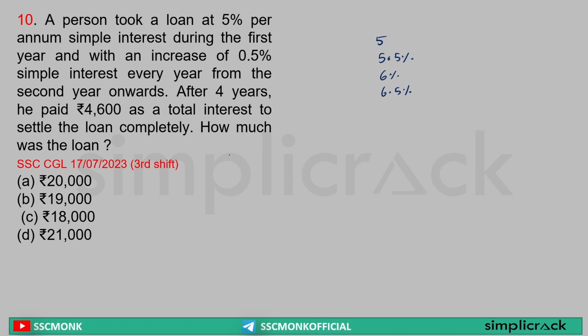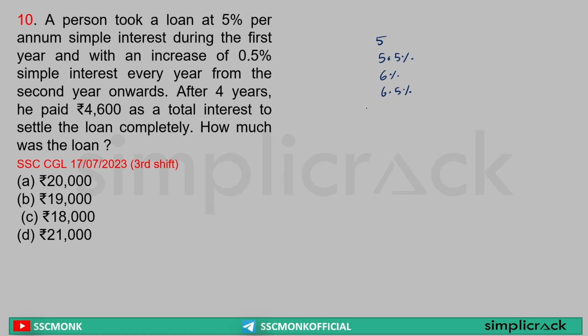Now understand this. If I say I have 5% for 1 year, then interest will be P into 5% into 1 by 100. Then next year I have 6%. So I will write P into 6 into 1 by 100. So in the combined thing I can write P by 100 into 5 plus 6 will get me the answer. Yes or no? Because this is year by year. Yes. So same logic I am using here.